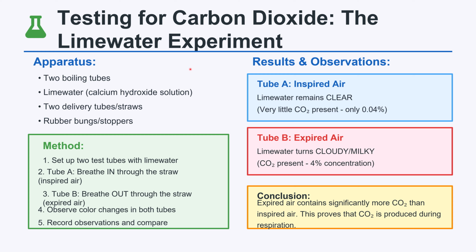In this setup, we need the apparatus: two boiling tubes, lime water (calcium hydroxide solution), two delivery tubes, straws, and rubber bungs or stoppers. The method is: first, set up two test tubes with lime water. Second, tube A, breathe in through the straw, inspired air. Third, tube B, breathe out through the straw, expired air. Fourth, observe color changes in both tubes. Then fifth, record observations and compare.